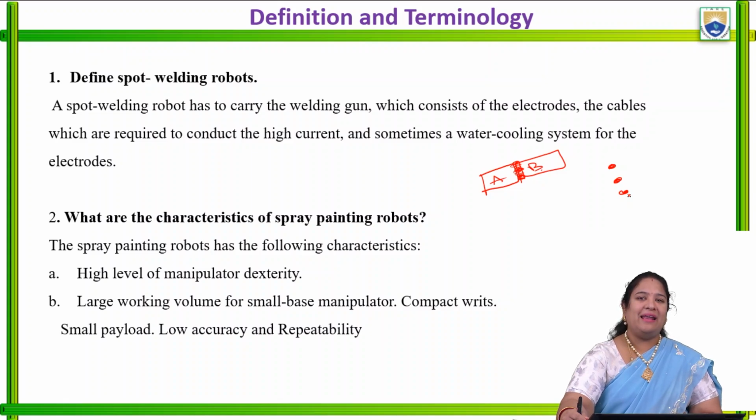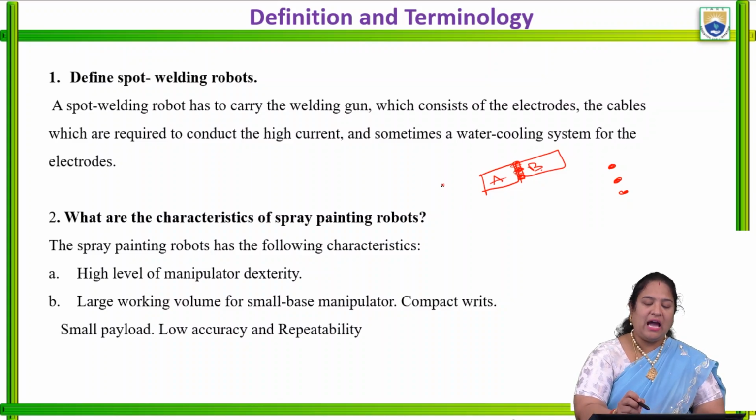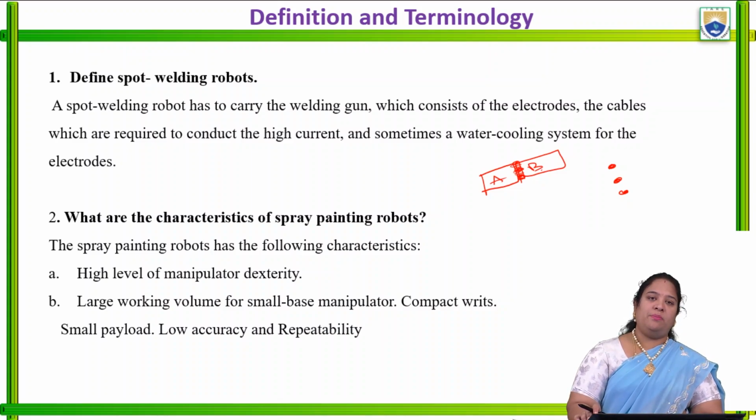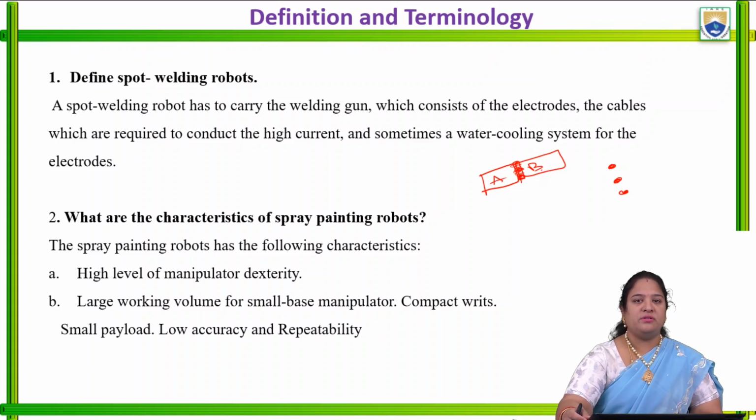Next, what are the characteristics of spray painting robots? Why are we using a robot for spray painting? This is one of the more important questions, because the paint we use to paint aircraft engines or automobile vehicles is very toxic. It consists of high levels of chemicals, due to which the health of the workers in that spray painting industry will be affected.